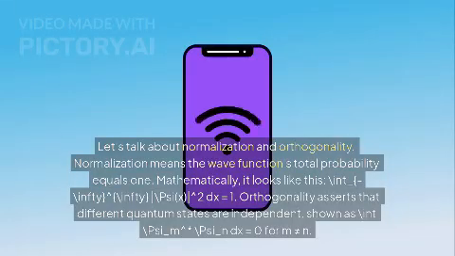Let's talk about normalization and orthogonality. Normalization means the wave function's total probability equals 1. Mathematically, it looks like this: ∫ from -∞ to ∞ of |ψ(x)|² dx = 1. Orthogonality asserts that different quantum states are independent, shown as ∫ ψ_m* ψ_n dx = 0 for m ≠ n.